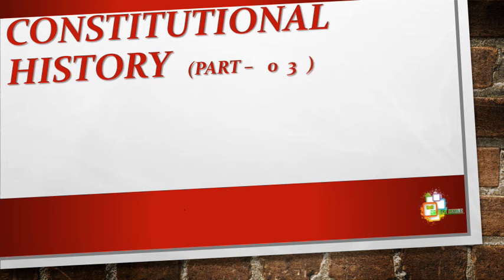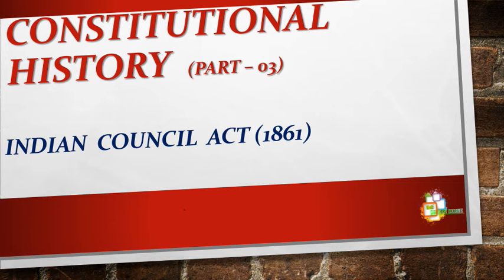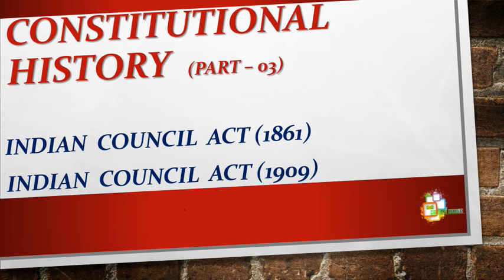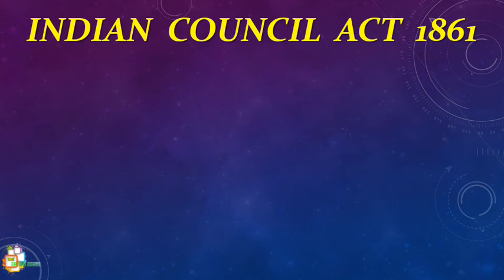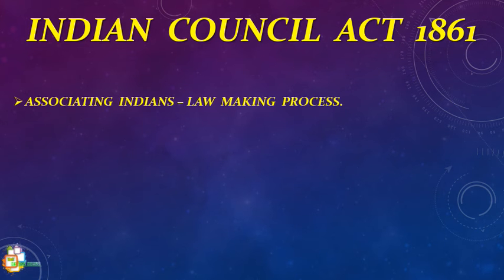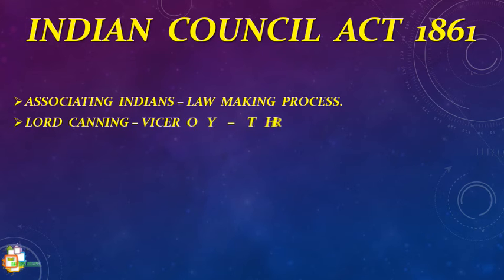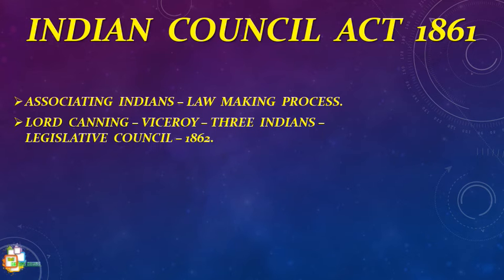In the fourth part, we will see the Indian Councils Act of 1861 and the Indian Councils Act of 1909. So let's start. Indian Councils Act of 1861. It was the beginning of representative institutions by associating Indians in the law-making process. Lord Canning, the then Viceroy, nominated 3 Indians to his Legislative Council in 1862. He was the Viceroy of India from 1858 to 1862.